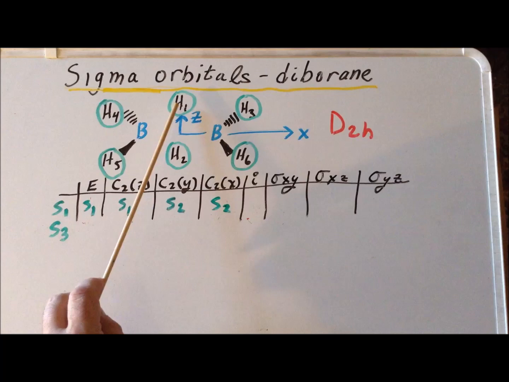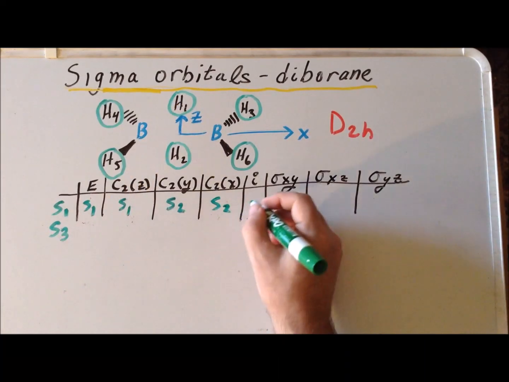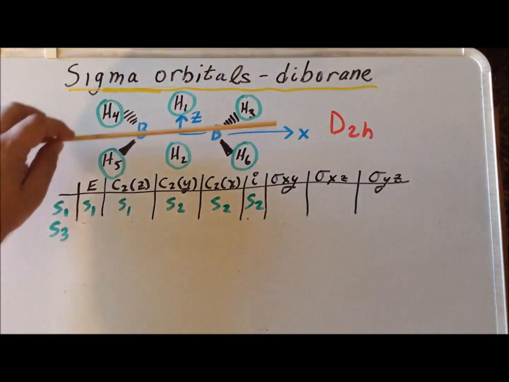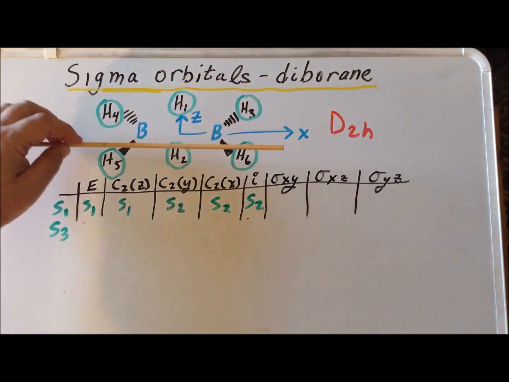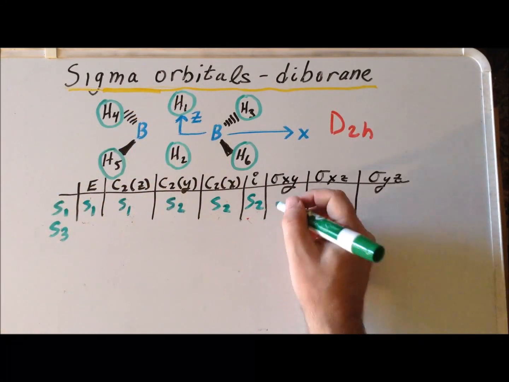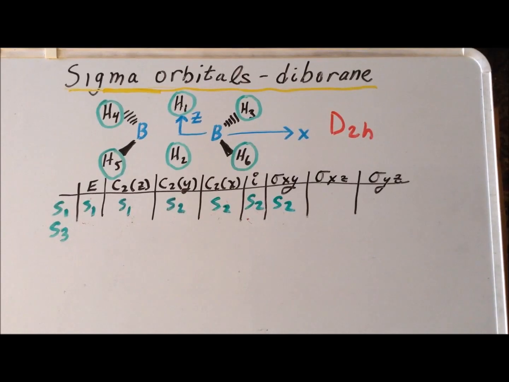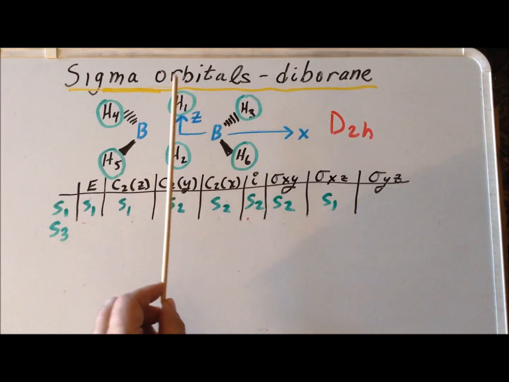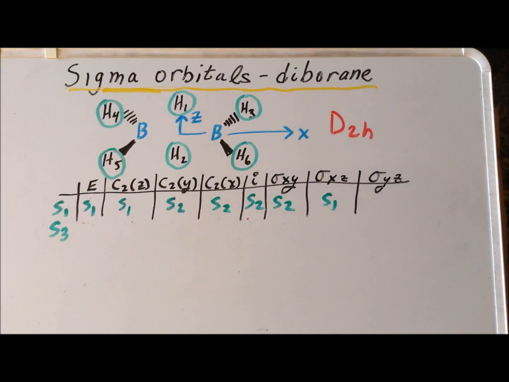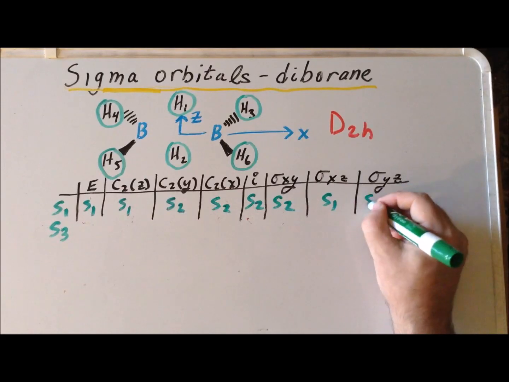The inversion operation takes S1 to S2. The xy plane is the plane that goes in this direction, so perpendicular to the plane of the whiteboard. So that would reflect H1 to H2, so S1 goes to S2. The xz plane is the plane of the whiteboard, so S1 stays as S1. And then YZ is this plane coming perpendicular out of the board, going vertically, so that takes H1 into H1, so S1 goes into S1.